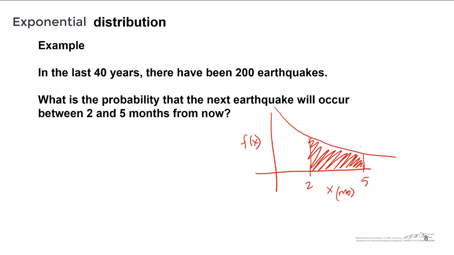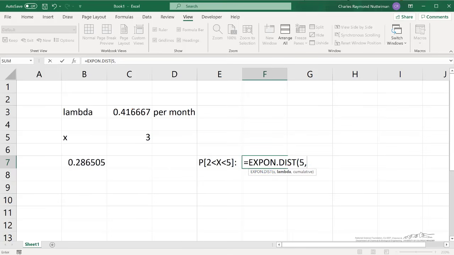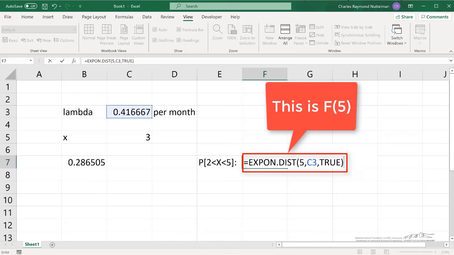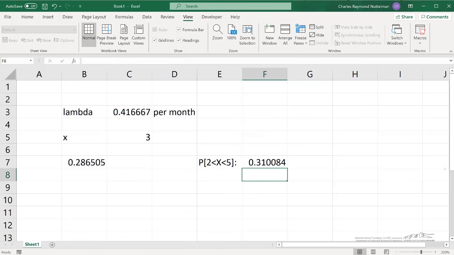How would we determine that probability in terms of the cumulative function capital F of x? We could take capital F of 5 and subtract capital F of 2, and that will give us the probability that we are looking for. And so I can type this in here, the exponential distribution of 5 months with our lambda up here. I want to be cumulative, capital F. I do the same thing, but x equals 2. And when we do that, we get about a 31% chance that the next earthquake will occur between 2 and 5 months from now.